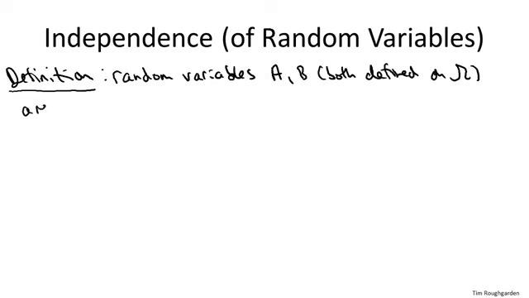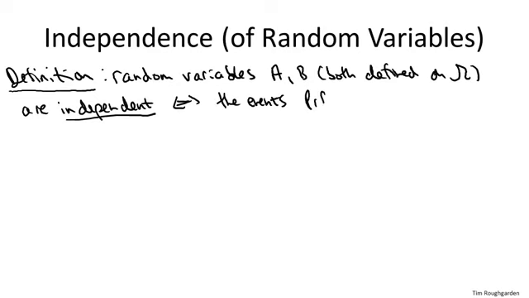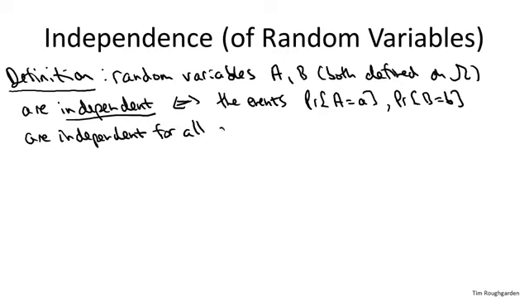So informally, knowing the value taken on by one of the random variables tells you nothing about what value is taken on by the other random variable. Recalling the definition of what it means for two events to be independent, this just means that the probability that A takes on value little a and B takes on value little b, the probability that both of those happen, is just the product of the probabilities that each happens individually.